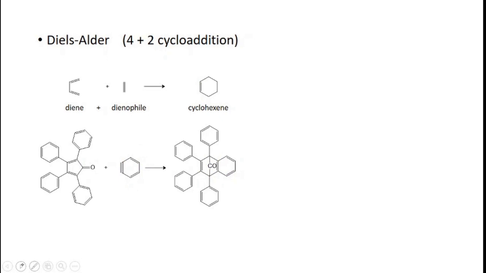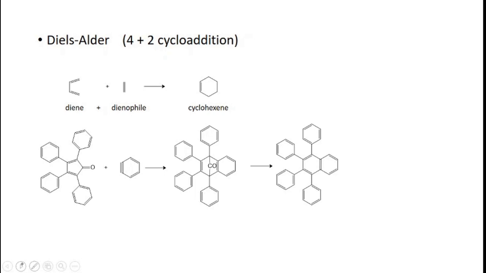And so we end up with this intermediate. Of course, under the reaction conditions we did, that intermediate is not stable, so we lost that carbonyl as carbon monoxide, and we end up with the tetraphenylnaphthalene, our final product.